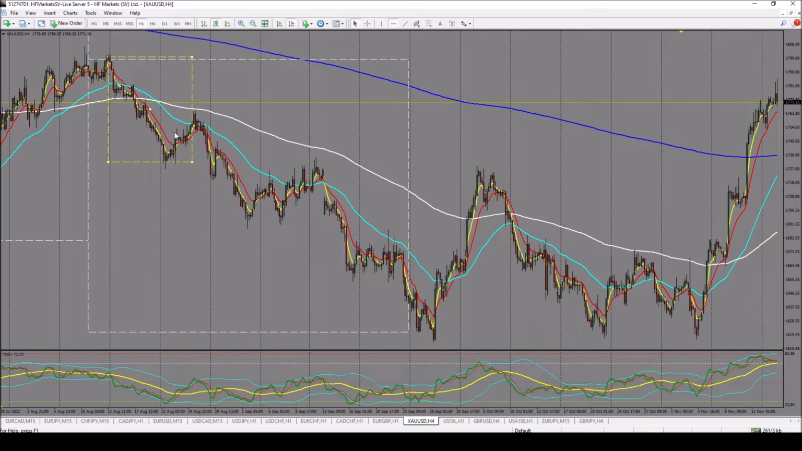We would say we have one, two, and its consolidation, and then we had the third level, right?